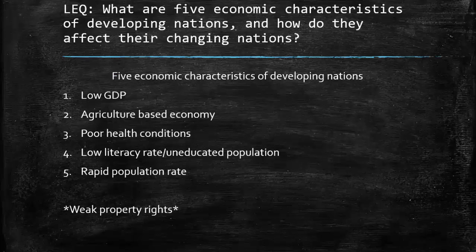So how can you identify a developing nation? Well, there are 5 characteristics of developing nations. That is a low GDP, an agriculture-based economy, which we just found in the last slide, poor health conditions, a low literacy rate, which is the same thing as an uneducated population, and rapid population growth rate. And as you guys can see, we will be talking about weak property rights as well. So let's knock these out one by one.